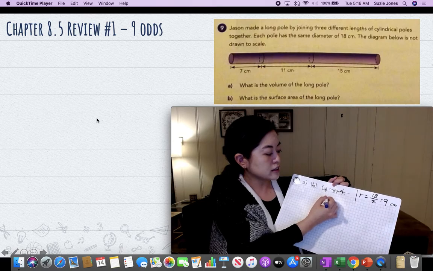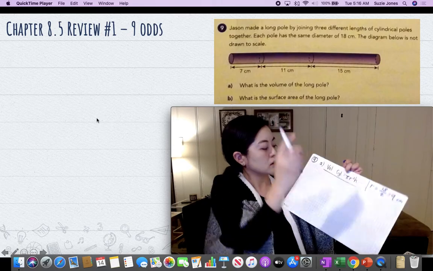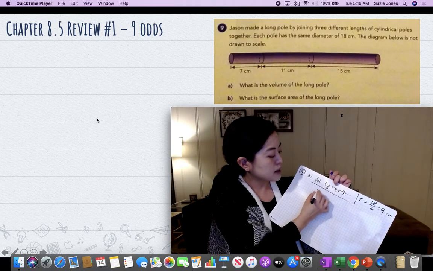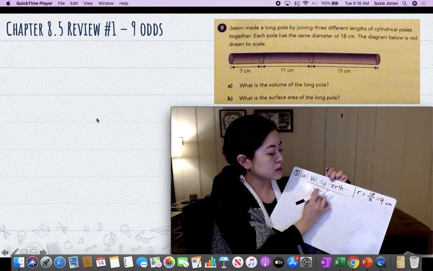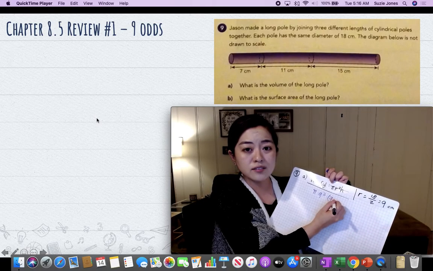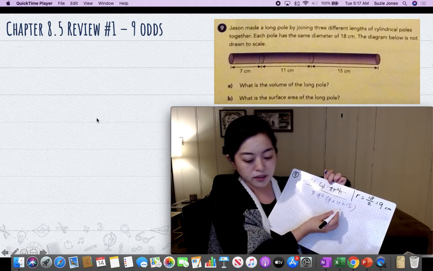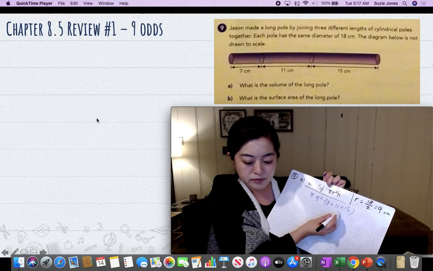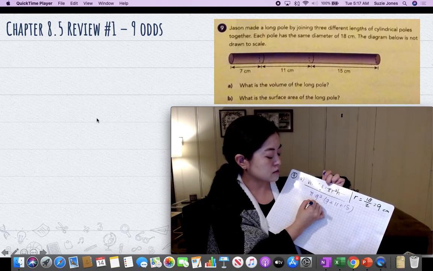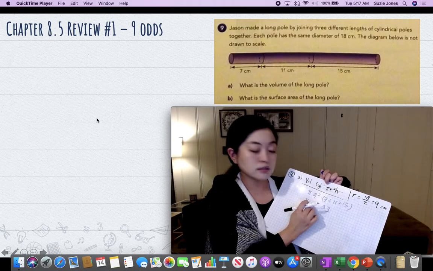So in this case here, then we have, I wanted to use purple, pi times, and what is r? R is 9 squared. And what is the height? Well, the height is 7 plus 11 plus 15 centimeters, right? And that'll become 33 centimeters. Pi times 9 squared times 33, and 9 squared is 81.